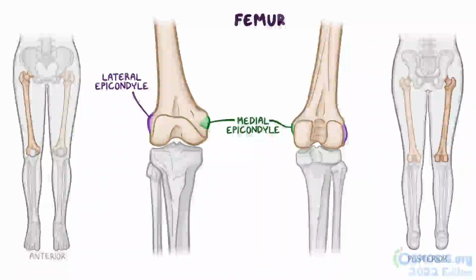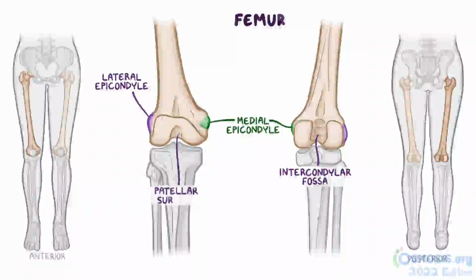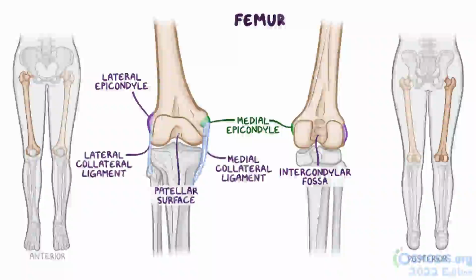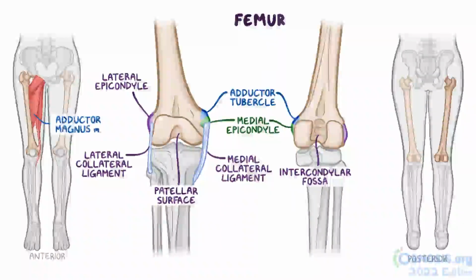The condyles are separated posteriorly and inferiorly by the intercondylar fossa, but they merge anteriorly, forming a shallow longitudinal depression called the patellar surface, which articulates with the patella. The epicondyles are where the medial and lateral collateral ligaments of the knee joint attach proximally. Superior to the medial epicondyle, there's another elevation, unsurprisingly called the adductor tubercle, where part of the adductor magnus muscle inserts. Okay, so that was enough info to make you fall on your knees.